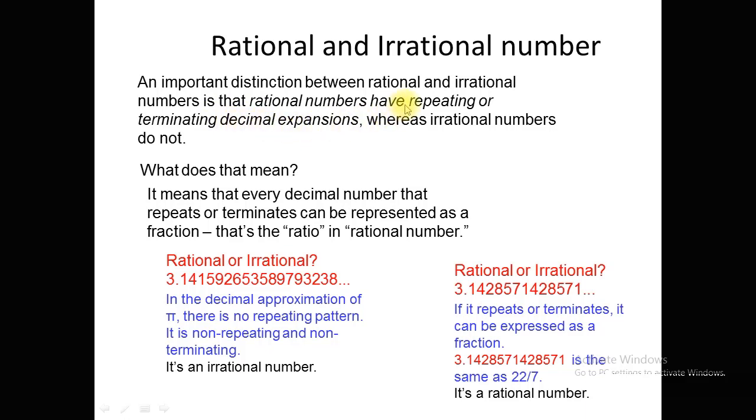I will clarify this sentence with an example. Rational numbers have repeating or terminating decimal expansion, whereas irrational numbers do not. What does that mean? It means that every decimal number that repeats or terminates can be represented as a fraction, that is, the ratio in a rational number.